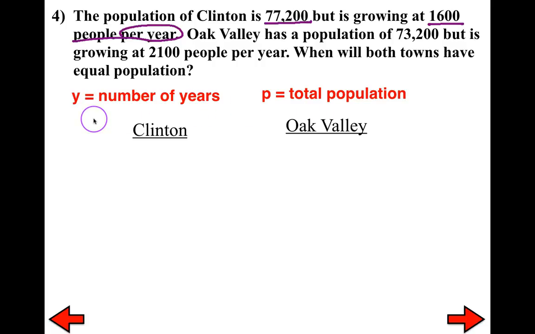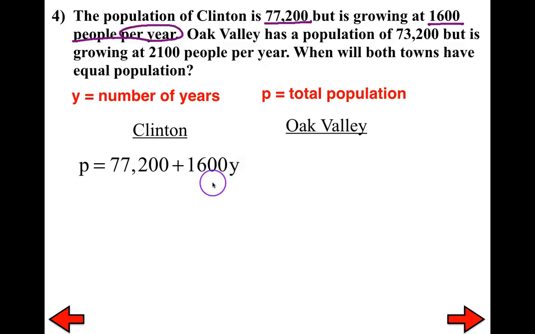So I'm going to say, first of all, think, should it be Y equals or P equals? Is it going to be the number of years equals or the population equals? Well, despite what we normally do, because we're used to seeing y equals, it's actually going to be p equals because we want to know what the total population is. The total population is from what they already have, which is the 77,200, plus the 1,600y.